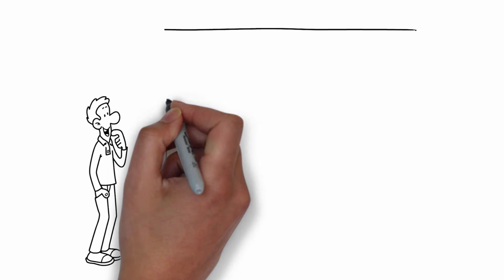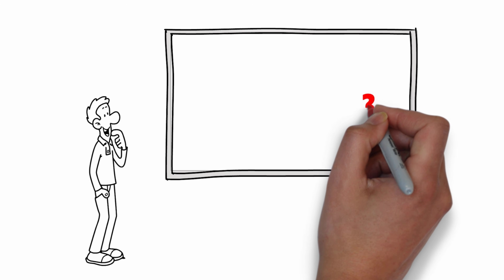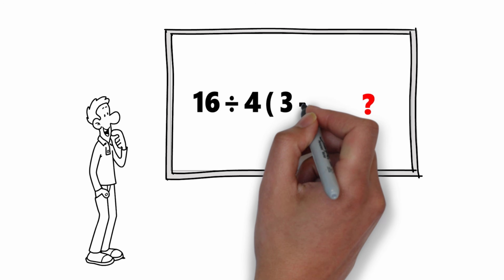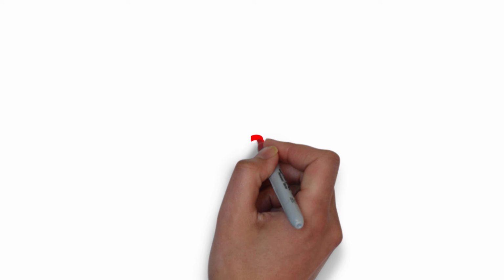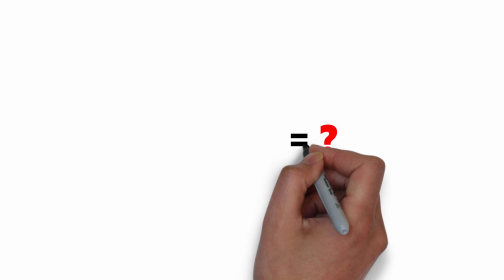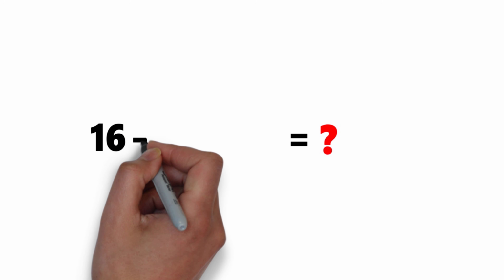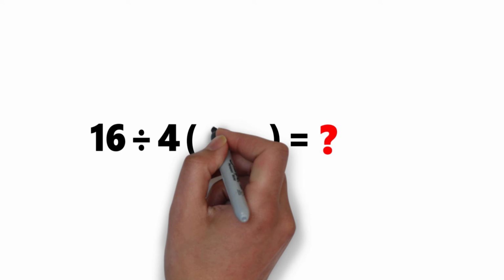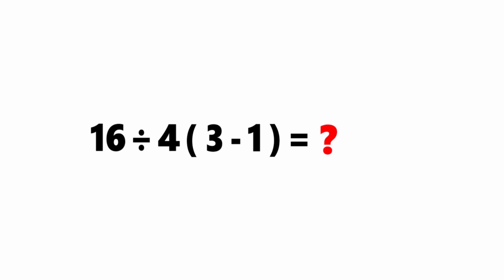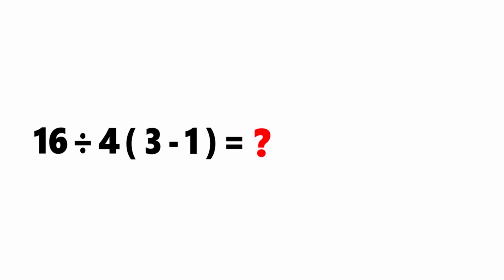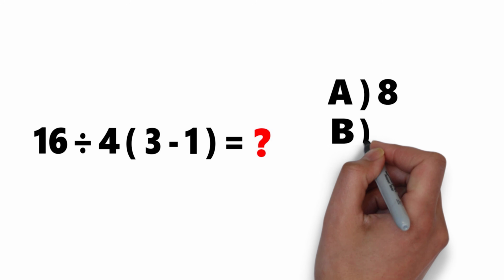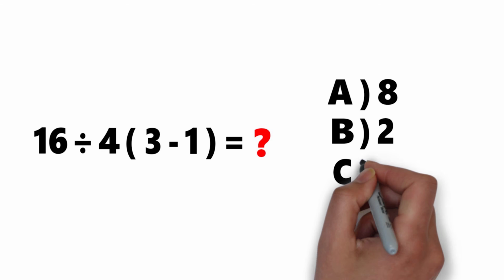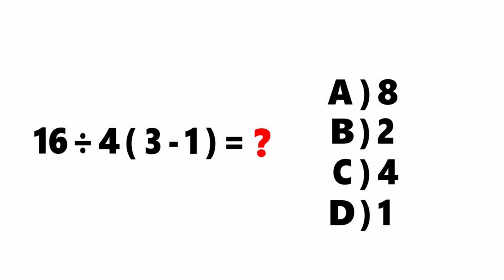Here's one of my favorite questions because it's easy to understand but might be challenging to solve. You need to calculate the question mark, and you're presented with the expression. On the other side of the expression you have 16 divided by 4 and multiplied by the value in parentheses, 3 minus 1. You have 4 different choices to choose from. Choice A, 8, choice B, 2, choice C, 4, and choice D, 1.